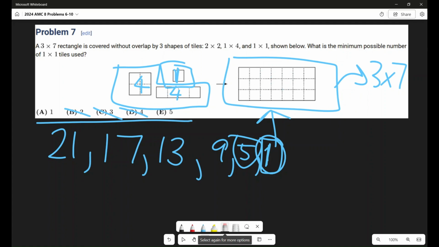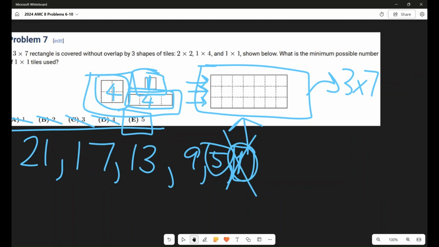So notice that in the 3 by 7 rectangle, the number of tiles in each row is 7, and 7 is odd. But in the 2 by 2 and the 4 by 1, or 1 by 4 rather, the number of tiles in each row that's used is an even number. So that means that you need to use at least one 1 by 1 tile in each row. So you need to use at least 3, and 1 is not possible. And we can bubble in E and move on.